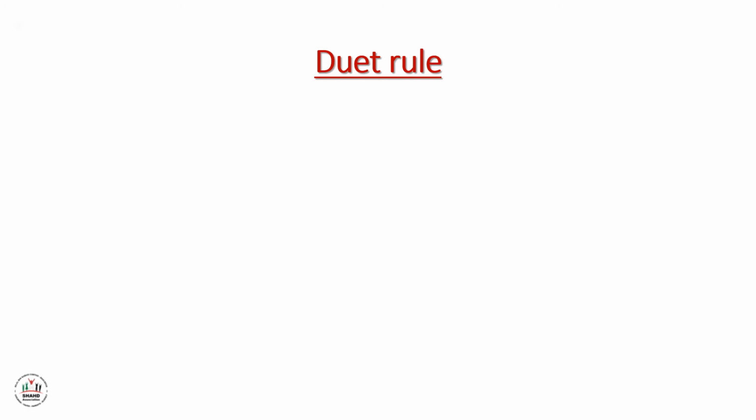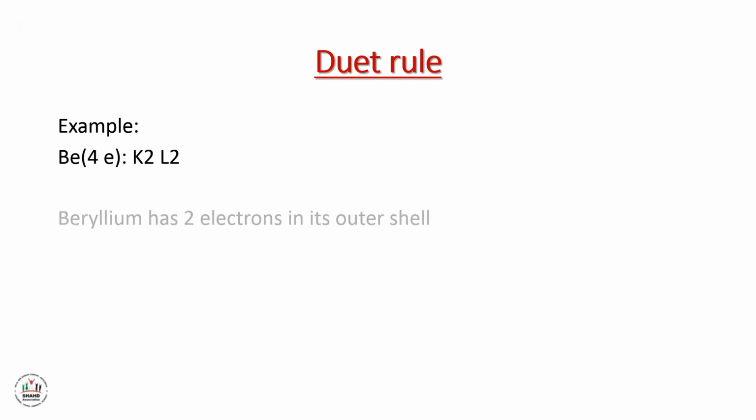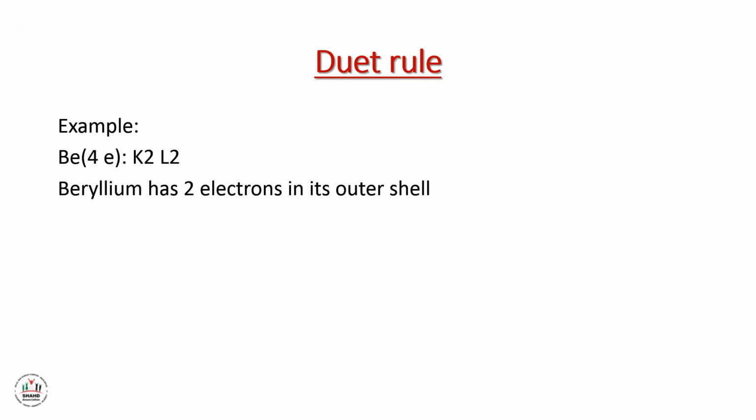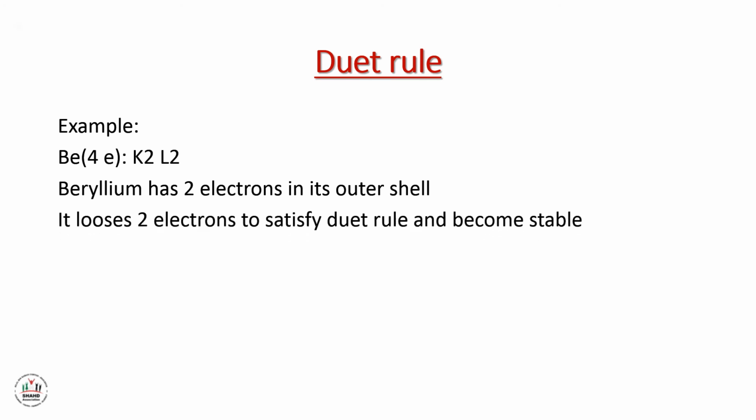Let's do another example. The beryllium atom, which has 4 electrons, has the electron configuration K2, L2. We say that beryllium has 2 electrons in its outer shell. It loses 2 electrons to satisfy the Duet Rule and becomes stable, and the electron configuration becomes K2. Now, because it lost 2 electrons, we write the valence as 2, and beryllium becomes an ion, Be2+.